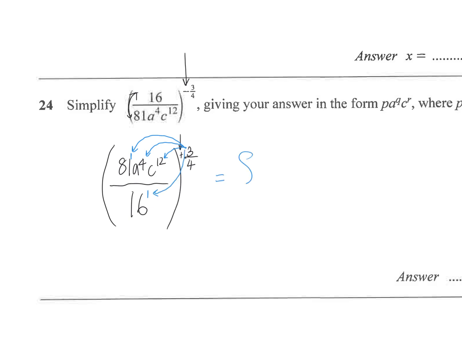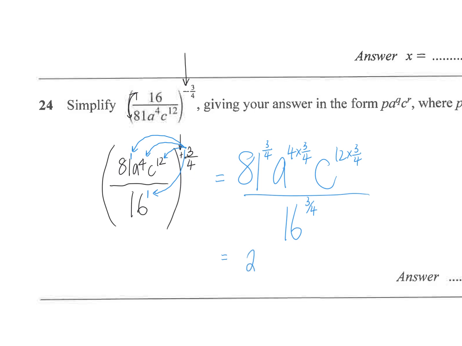So what do I end up with? 81 to the power 3/4. 4 times 3/4, 12 times 3/4. And the 16 to the power of 3/4. So 81, if you raise to the power 3/4, you should get 27. Correct? Yeah, 27. Then this one is A cubed. This one is C to the 9. Okay, and then this one at the bottom, you press 16 to the power of 3/4, you get 8. So done.